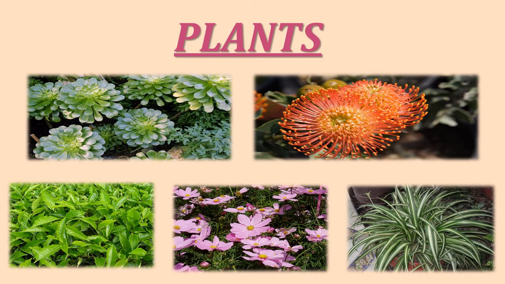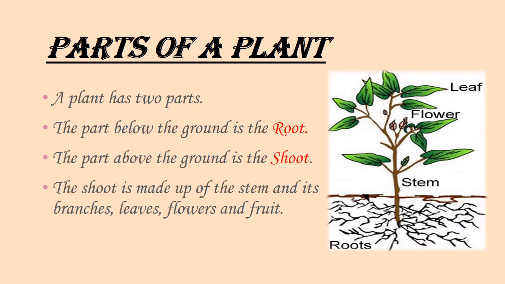In this video, we are going to discuss plants and their parts. Every plant has two parts. Do you know what the parts of a plant are? Yes, root and shoot. The part below the ground is the root. The part above the ground is the shoot. The shoot is made up of the stem and its branches, leaves, flowers and fruit. Each of these parts has its functions or jobs. Let us discuss the functions of these parts in detail.